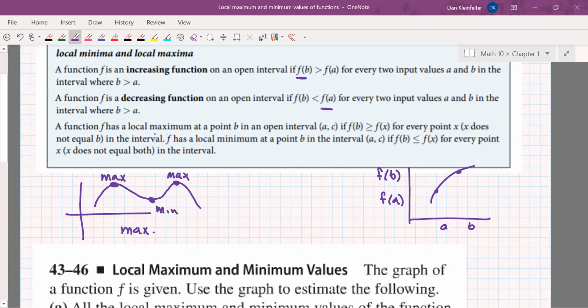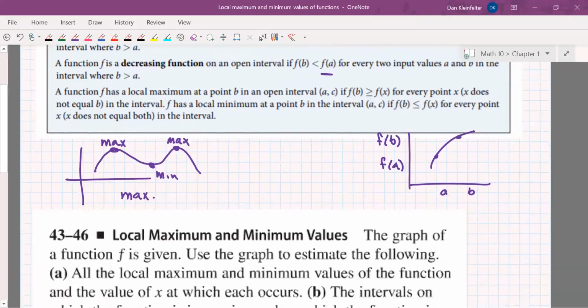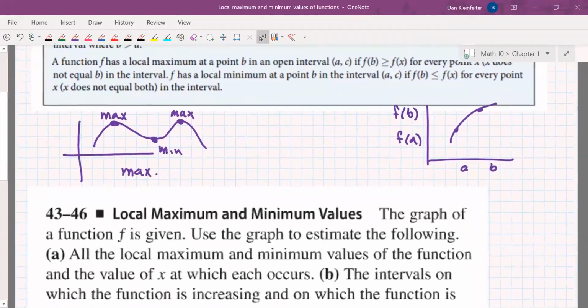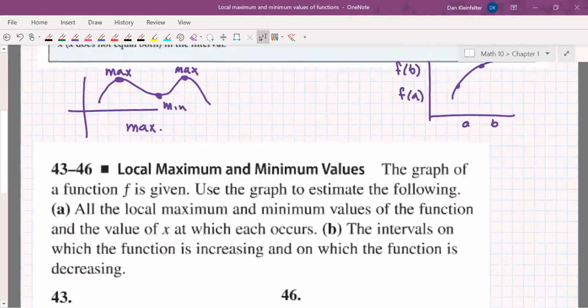A function f has a local maximum at a point B, that will be an x value, in an open interval from A to C, so all this is described on open intervals, if f of B is bigger than f of x for all the x's in the interval. That's a mouthful, so you have to read through that more than one time, and that's fine. F has a local minimum at point B in the interval A to C, if f of b is smaller than f of x for every point x. So like I said, that's a lot of symbols, so we'll try to make that pretty understandable with an example.